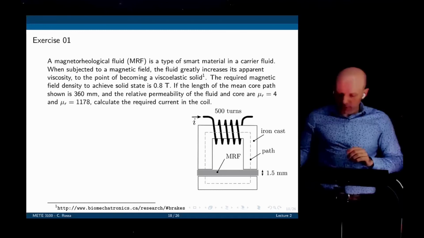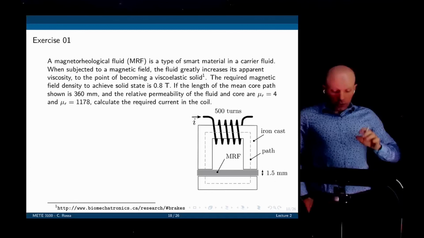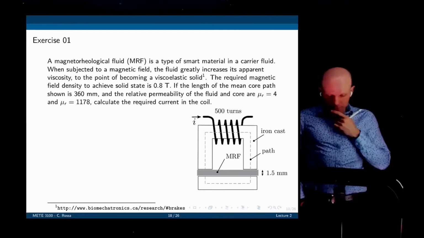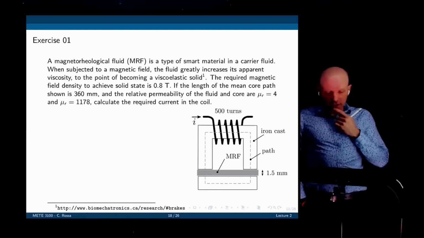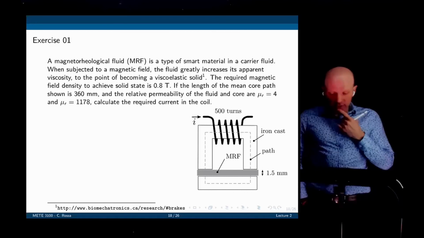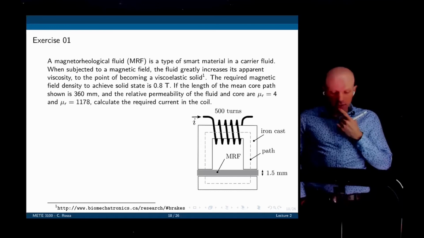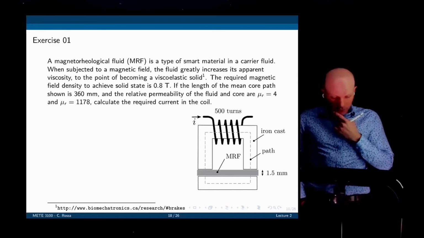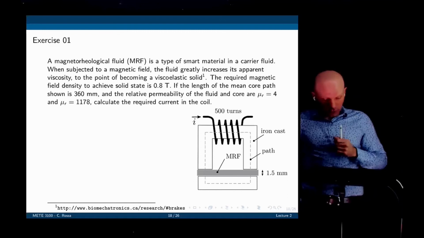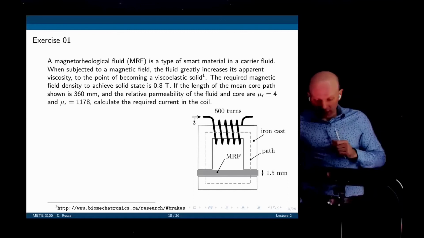There is a link at the bottom. You can look at it on the lab website to see how a brake based on this principle works. So here we have a setup with that system, with that fluid. When subjected to a magnetic field, the fluid changes its apparent viscosity to the point it becomes a viscoelastic solid. The required flux density to achieve solid state is 0.8 Tesla. If the length of the mean core path shown is 360 millimeters, and the relative permeability of the fluid and core are 4 and 1178 respectively, calculate the required current in the coil.